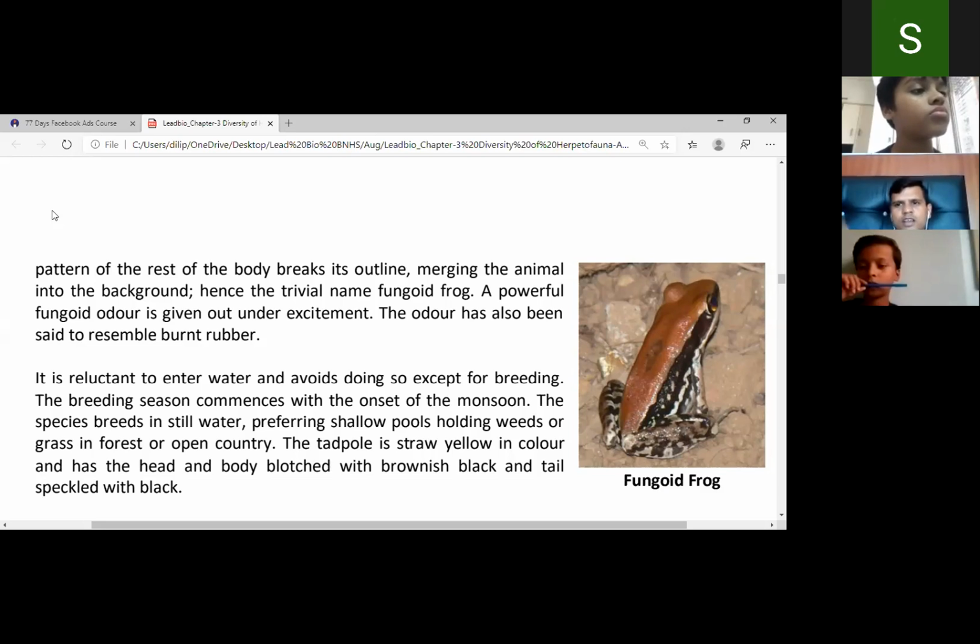If you see, it's a little brown, and there is a black portion. Does it feed on fungi? Absolutely right. It feeds on fungi, so it stays just above water, but not on trees, not in water. It feeds on fungi, and therefore it's called a fungoid frog.